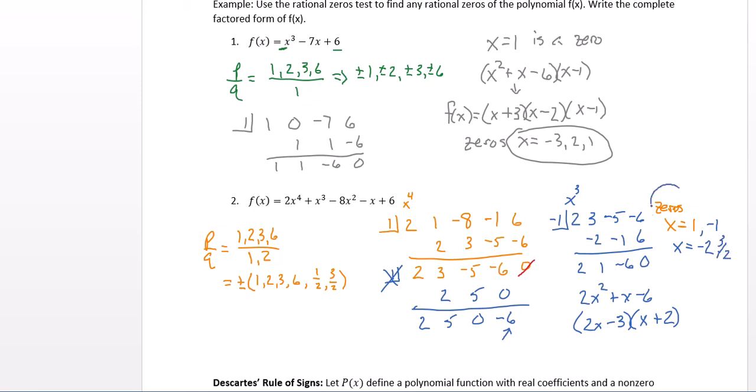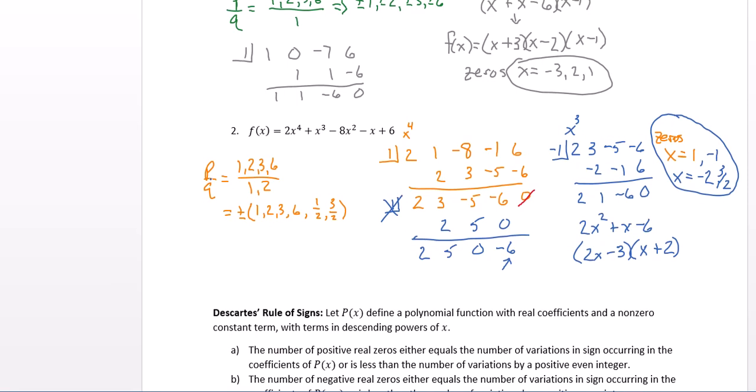We have 3 halves. If we want to write our polynomial in completely factored form, which I believe was one of the instructions, we have f of x equals 2x minus 3 times x plus 2 times x plus 1 times x minus 1. Completely factored form with our zeros listed as well.